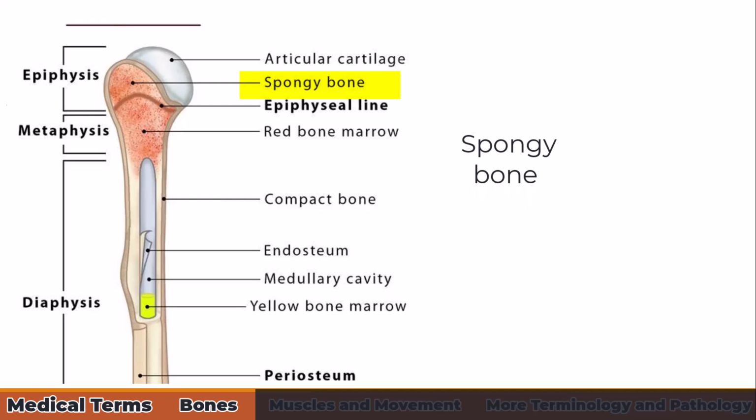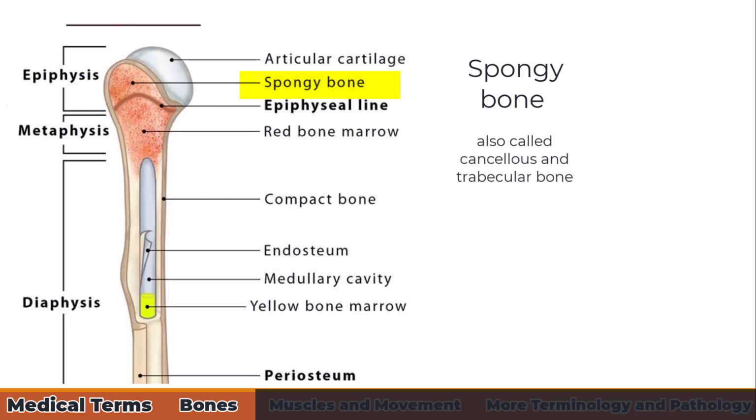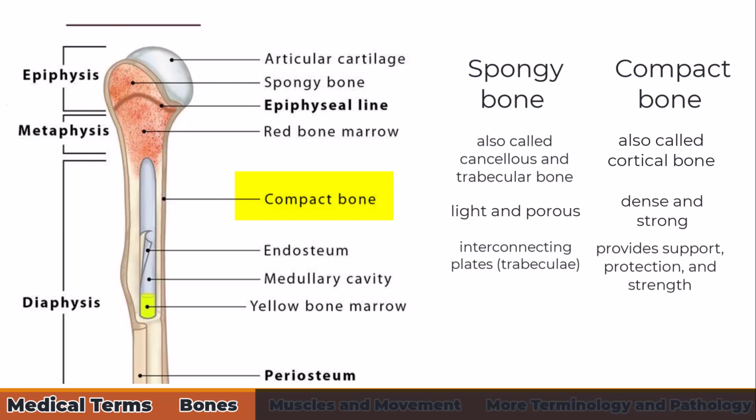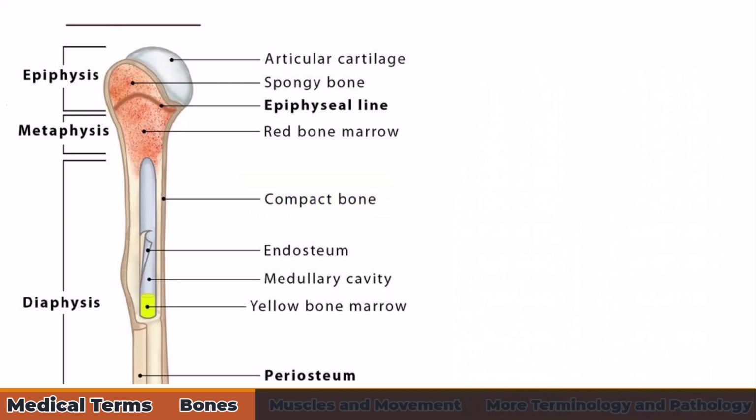Spongy bone is also known as cancellous bone or trabecular bone. It is light, porous bone tissue with a honeycomb-like structure and interconnecting plates called trabeculae. Compact bone, also known as cortical bone, is a dense, strong outer layer. It provides support, protection, and strength to bones, as opposed to spongy bone tissue, which contributes to weight reduction and shock absorption. Just inferior to the proximal epiphysis is the epiphyseal line, or epiphyseal plate if you're a child.